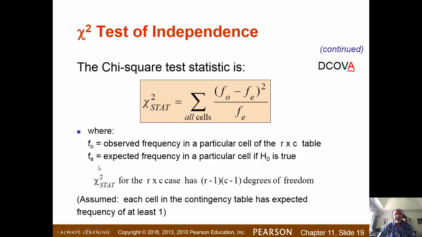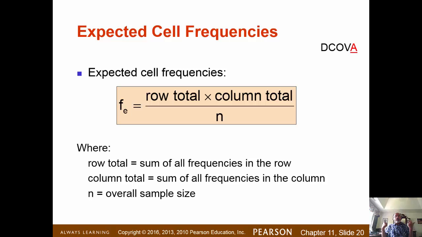As long as all the f sub e's are greater than or equal to 5, that is to validate a large sample, we can use the chi-square table to find the critical value and then based on that arrive at a conclusion. So the question is, how do you compute the expected frequencies?